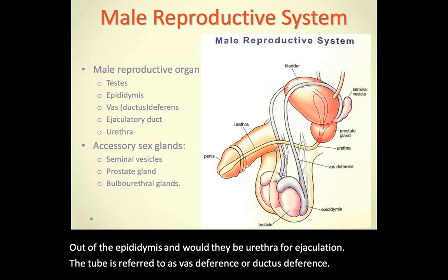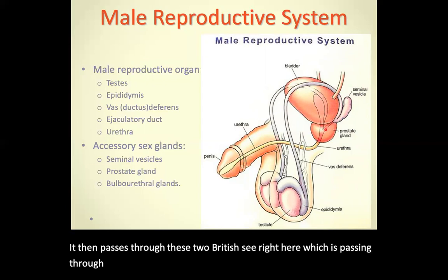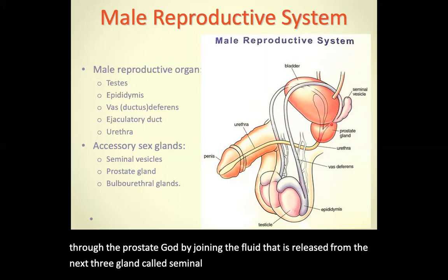It then passes through this tube, which you see right here, passing through the prostate gland by joining the fluid that is released from an accessory gland called the seminal vesicle. Now this tube that is passing through the prostate gland is referred to as the ejaculatory duct. The ejaculatory duct joins the urethra that comes out of the bladder.